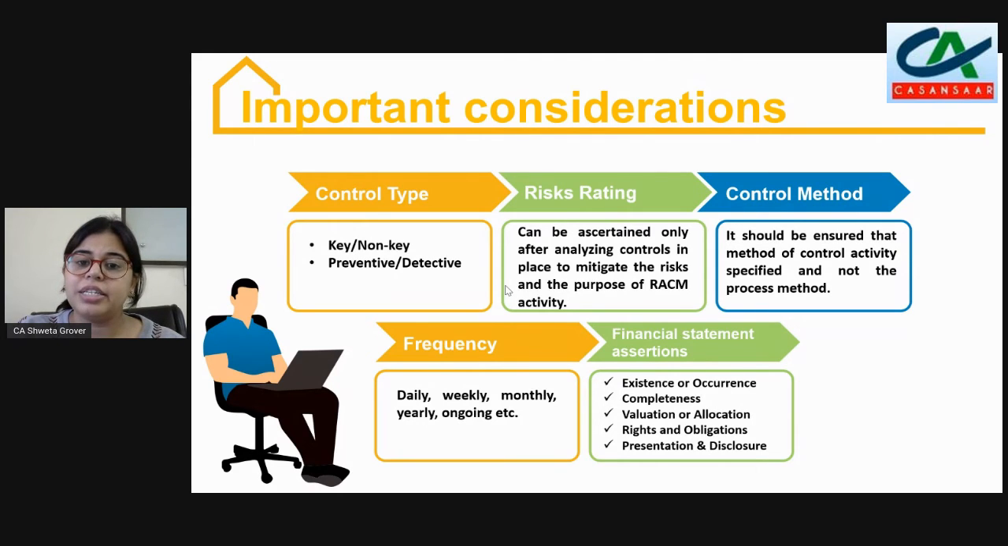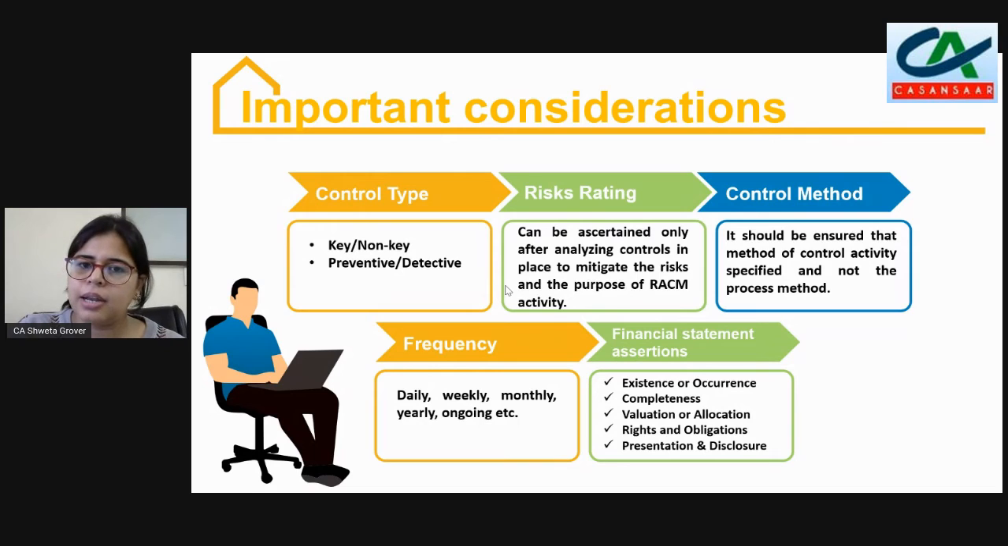Suppose you are doing an audit of the HR process and preparing the RACM, there won't be any use of financial statement assertions in those cases. But when you are preparing for IFC, then of course there is a need for financial statement assertions, and that has to be captured properly. There are five assertions. First is existence and occurrence. In respect of transactions, it would be whether all the transactions have been captured properly, and with respect to assets, whether all the assets recorded in the books are actually in existence or not.